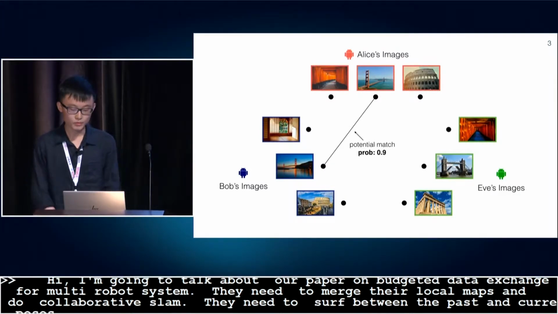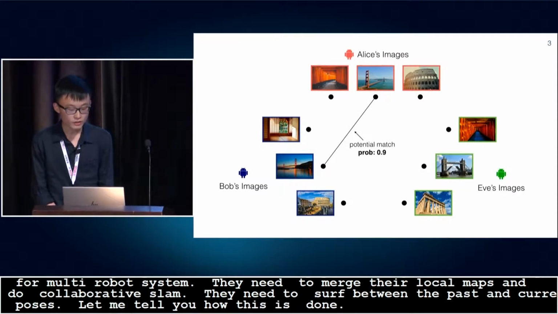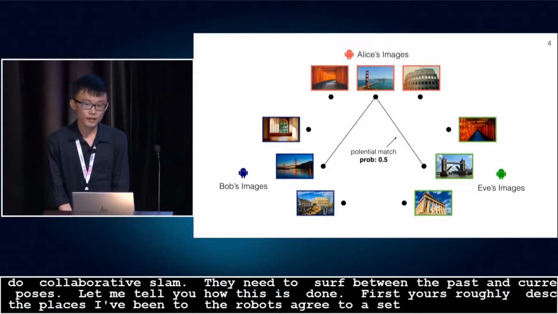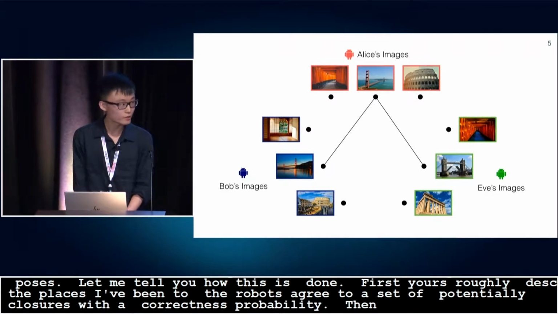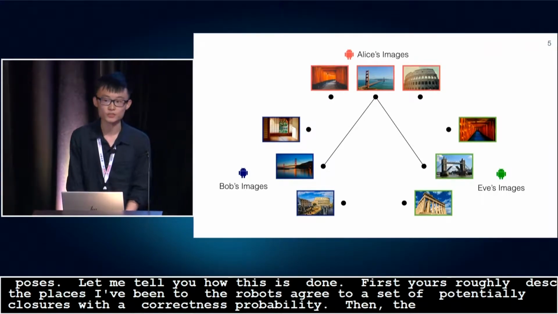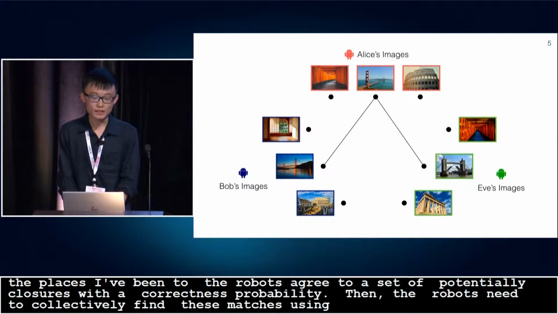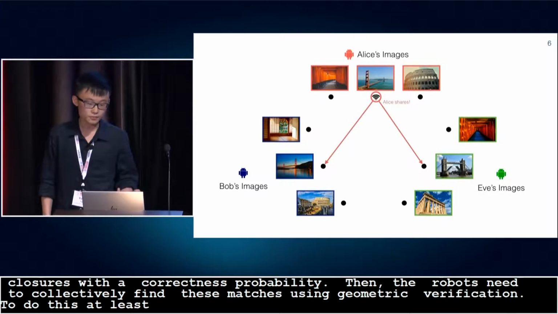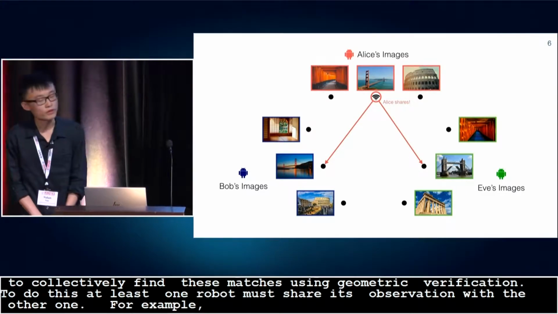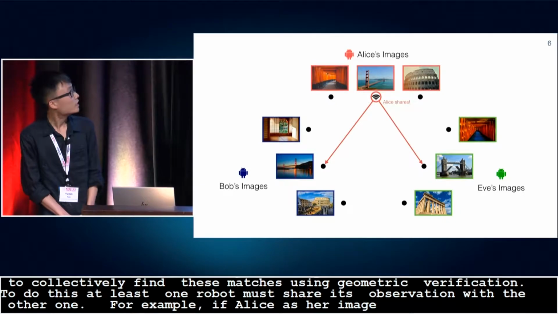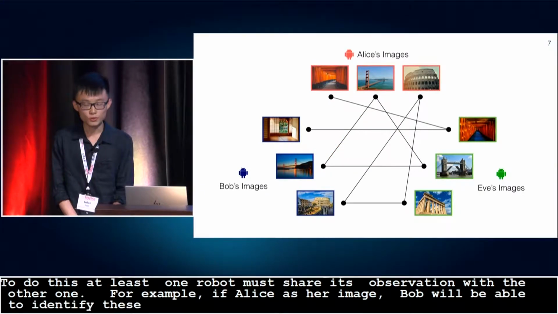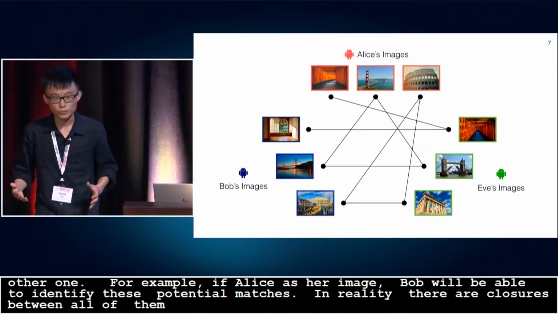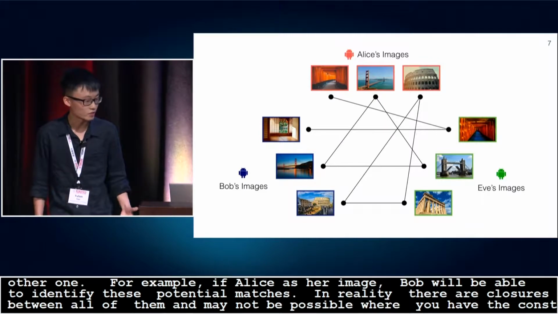First, by roughly describing the places they've been to, the robots agree upon a set of potential loop closures, each associated with a correctness probability. Then, the robots need to collectively verify these potential matches, for example, using geometric verification. To do this, at least one robot must share its observation with the other one. For example, in this case, if Alice broadcasts her image, Bob and Eve will be able to verify these two potential matches. In reality, there will be many potential loop closures, and verifying all of them might not be possible when you have a hard resource constraint, like bandwidth in underwater scenarios or battery in the case of UAVs.